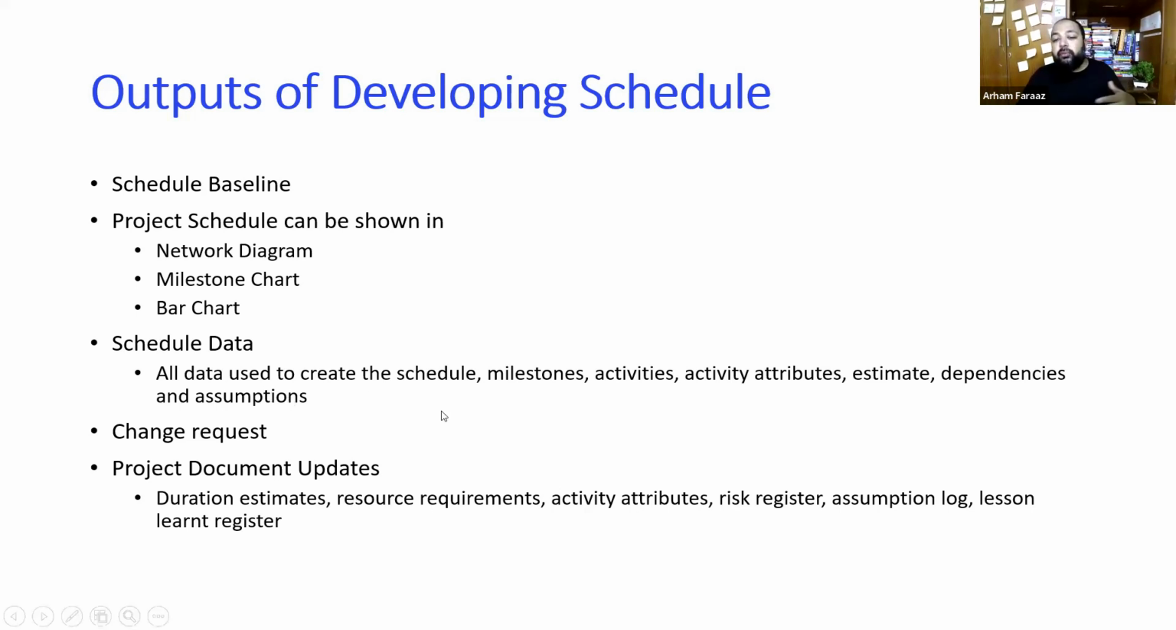Then schedule data. All data used to create the schedule: milestones, activities, attributes, estimates, dependencies, assumptions. All these are outputs. Then changes, because there are some changes to the schedule to be made, it is going to touch the baselines. Then project document updates: duration estimates, resource requirements, all these documents get updated. Activity attributes, risk register, assumption log, lessons learned register. So these are the outputs of developing the schedule.